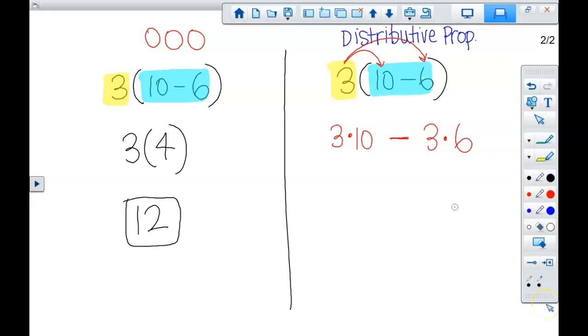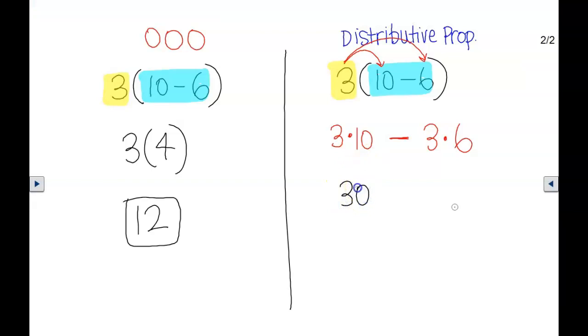Now again, following the order of operations, would we do these multiplications first or would we subtract first? Well, order of operations says that multiplications would go before subtraction. So we would do 3 times 10, which is 30. We would do 3 times 6, which is 18. Put our subtraction sign in the middle. 30 minus 18 is 12.